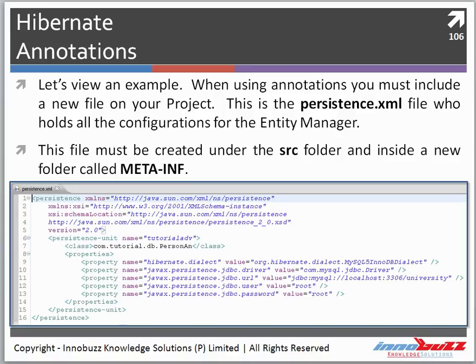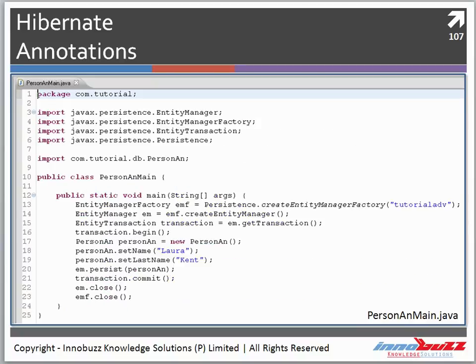Take a look at the example of saving a person object. The first thing is to load the persistence unit definition, and this is achieved using the createEntityManagerFactory method of the Persistence class. Then the entity manager factory creates an entity manager which allows you to get a transaction object. Then you begin a transaction and the person object is created and persisted using the entity manager. After this, the transaction is committed and the rest of the objects closed.